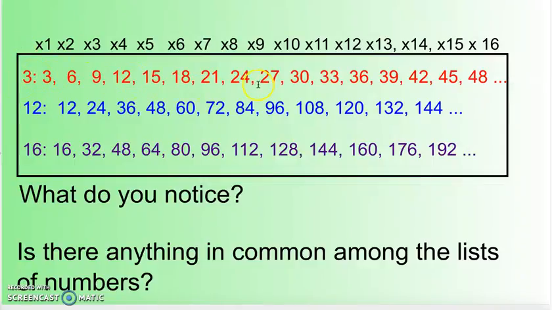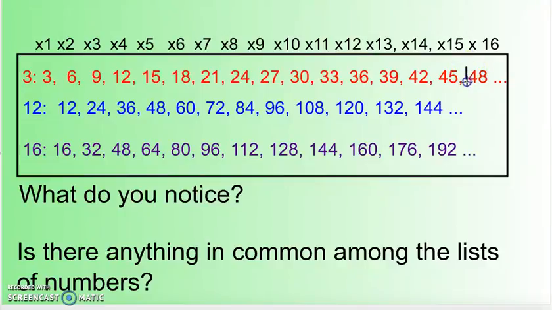So I am just assuming that the dot, dot, dot is because it goes on infinitely. So these here are multiples of 3. 12, same thing, I could take 12 times 1, 12. 12 times 2, 24. And that goes on infinitely. And then the last one in purple, this is 16. So 16 times 1 is 16. 16 times 2 is 32, etc. These are all multiples of 16. Do you notice anything that's in common among all 3 of them?